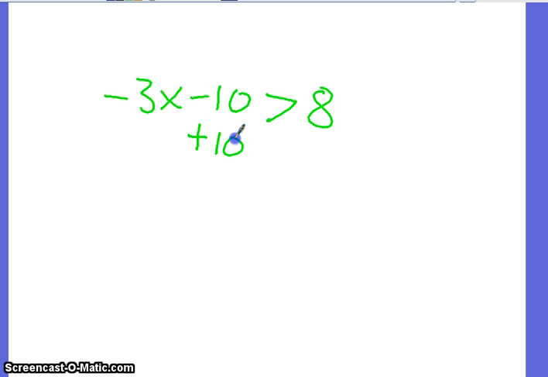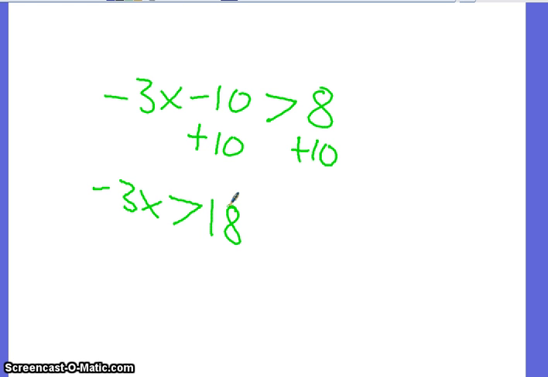Okay? Solve and graph this: -3x minus 10 is greater than 8. Okay, I need to solve this inequality. I want to isolate the variable, which is x. So what do I do first? Add 10 on both sides because I am already subtracting. So -3x is greater than 18. Then I am going to divide by -3.